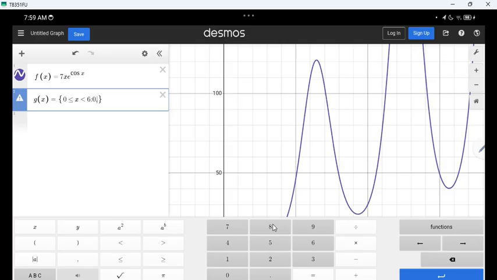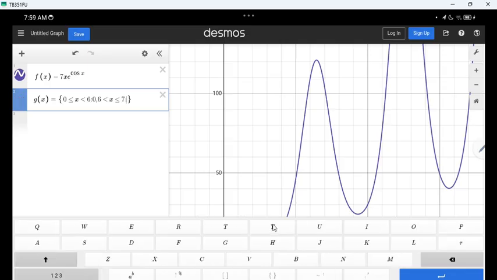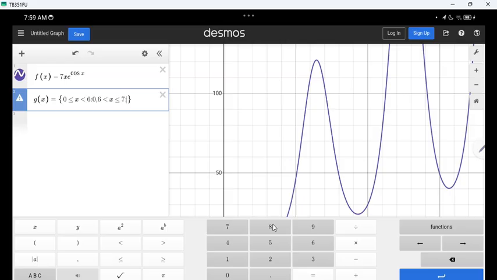So 6 less than T less than or equal to 7. 6 less than X less than or equal to 7, colon. And that's going to be 108. Boom. Thank you. 125. And then last but not least, comma, from 7 to 9.